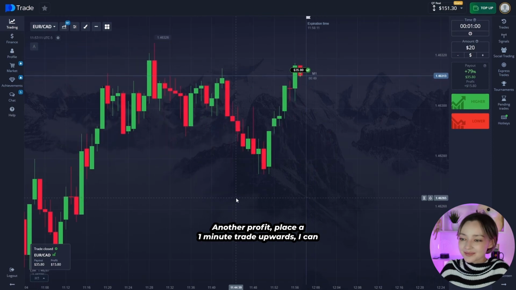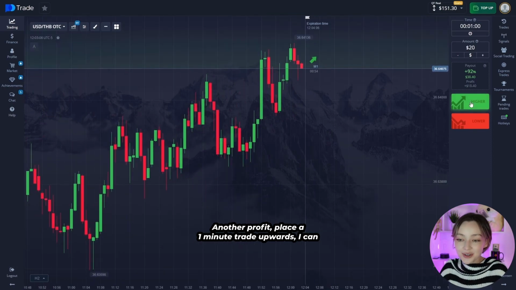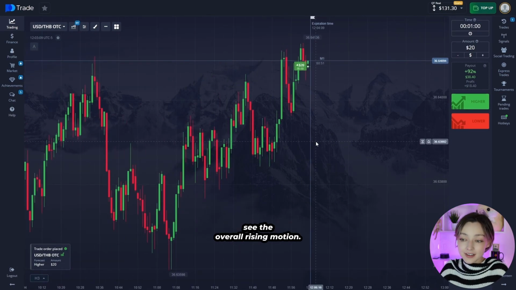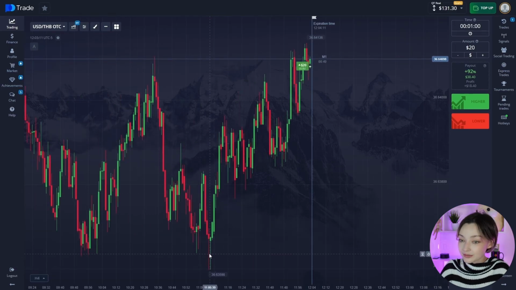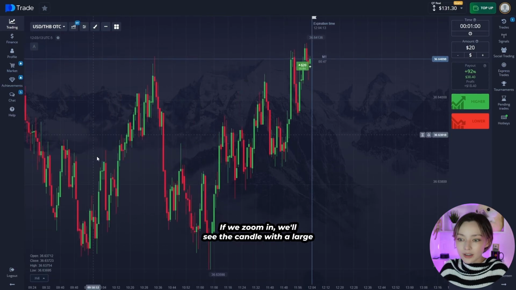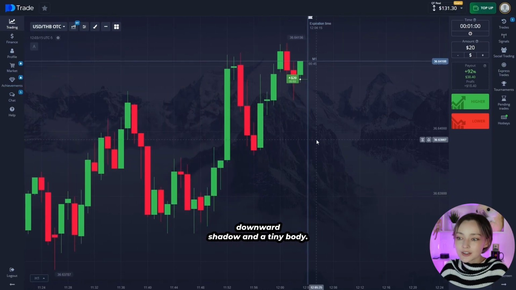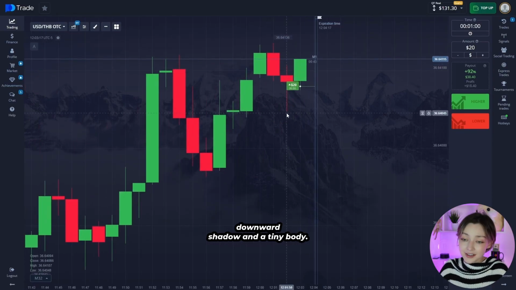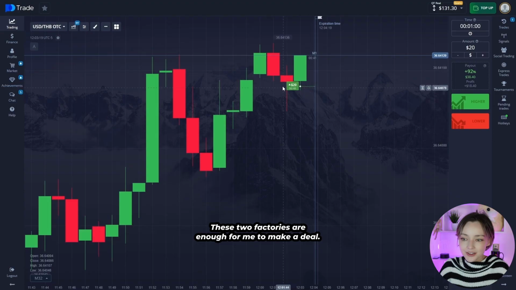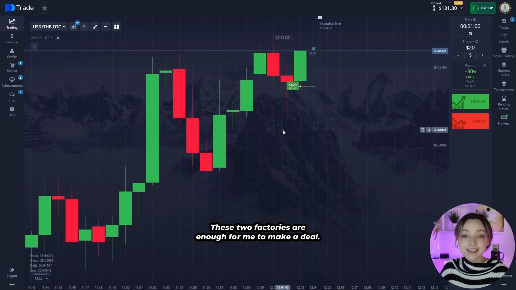Another profit. Placing a 1 minute trade upwards, I can see the overall rise in motion. If we zoom in, we'll see the candle with a large downward shadow and a tiny body. These two factors are enough for me to make a deal.